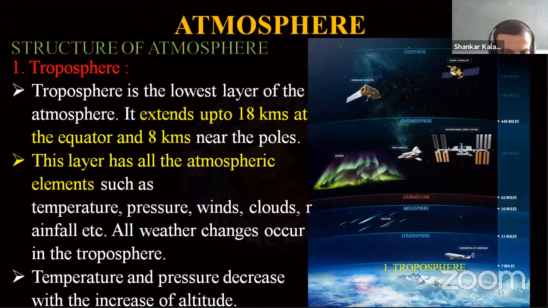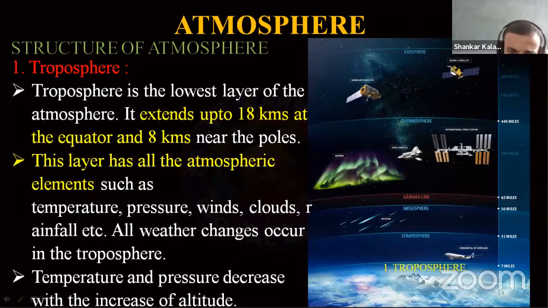All weather changes occur in the troposphere. Most of the weather changes happen only there, because almost all the atmospheric elements are found in the troposphere. Therefore, they all happen in the troposphere only.